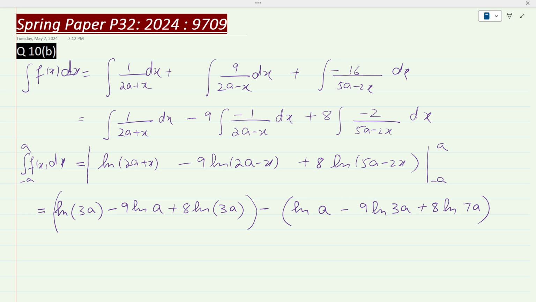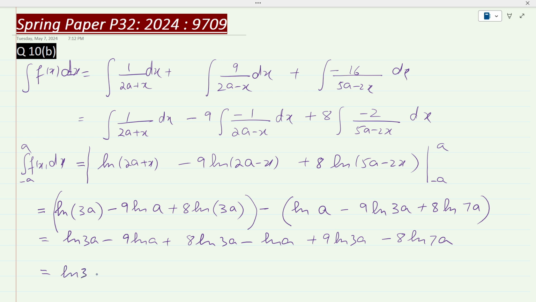Now let's expand this and see what will happen. Okay, now ln 3a minus ln a, 8 ln 3a, so minus ln a plus 9 ln 3a and minus 8 ln 7a. Now, as in the question, it is given that there is no a, everything is integers or numbers, prime factors. Inside the logs we have prime numbers, outside we have numbers, so there is no room for a. So let's expand and try to eliminate the a's.